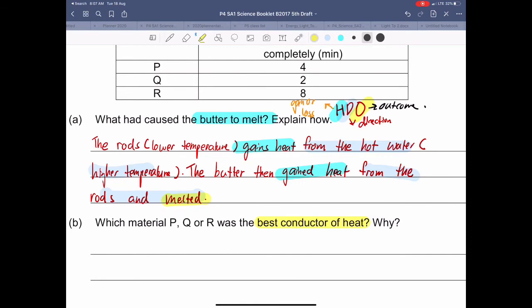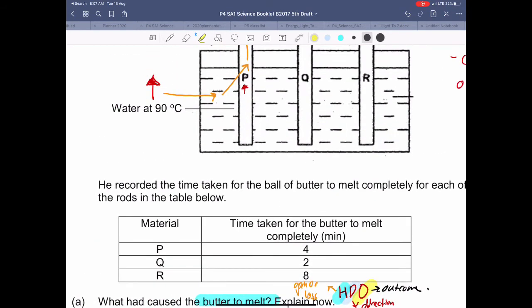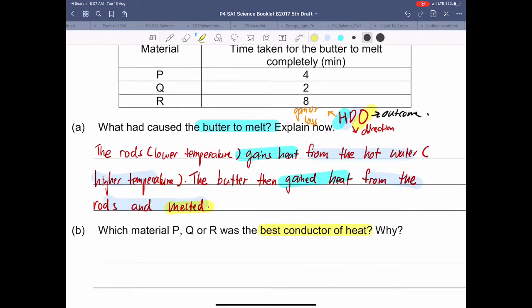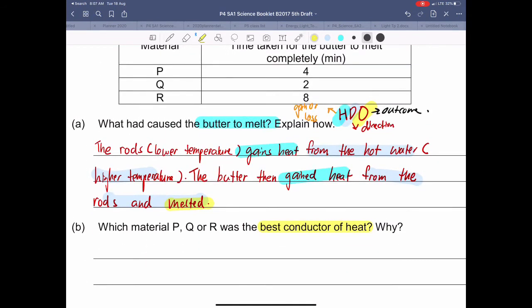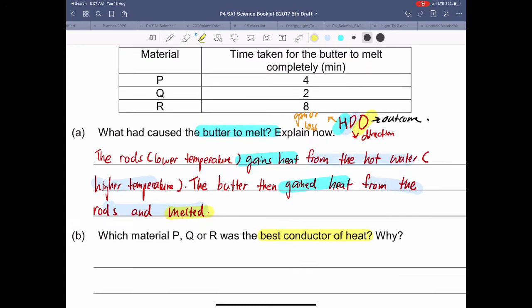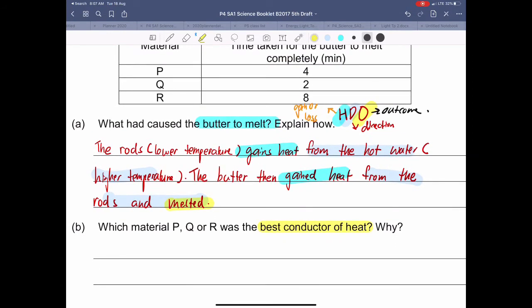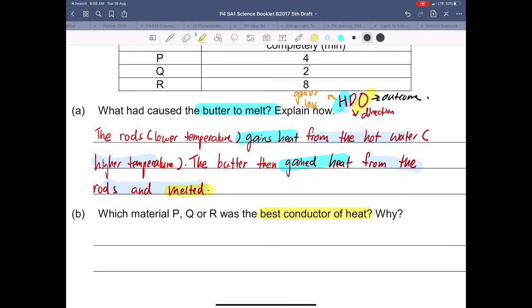Yes, Sam? I don't think the water is C. I think it's water at 90 degrees Celsius. I don't quite get your question. One more time. No, you said at the A, you said that from the hot water C. No, that's not C. That's bracket. What's the bracket? Yeah, that's a bracket. I didn't have space. Okay, so question B.